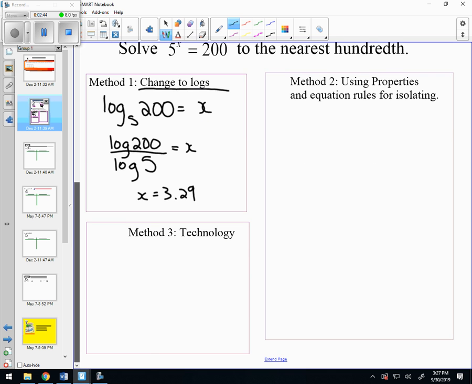So method 3 is similar to what we have seen in the past. You're going to set the left-hand side equal to y1 in your calculator, and you're going to set the right-hand side equal to y2. And then you find the intersection, and you'll find the same answer, x equals 3.29. All right, we're going to skip method 2 for now and come back to it after.